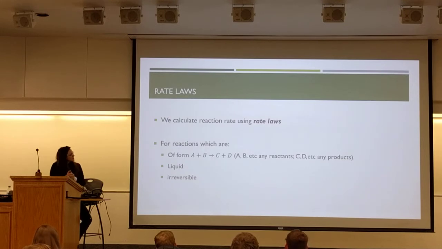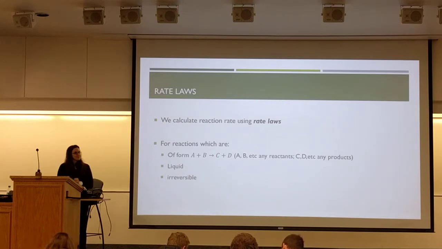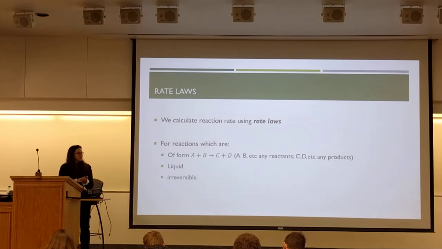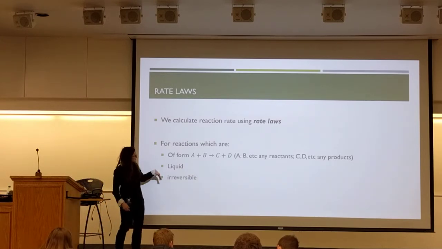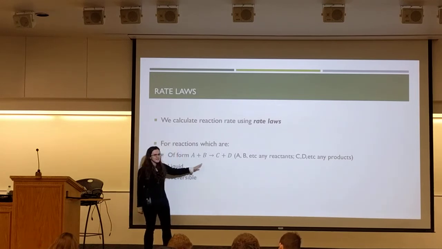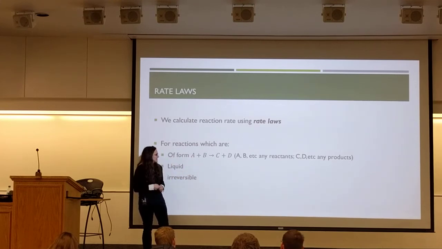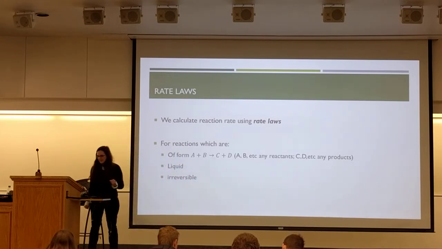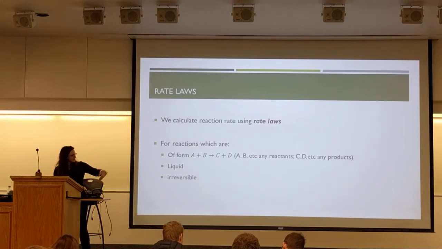Okay, and we calculate reaction rate using rate laws. What we're going to do today is teach you how to set up some simple rate laws, which you will then use next week when we learn about how we actually design a reactor. Okay, so this is for reactions of A plus B goes to C plus D, but in this case, A plus B could be any reactants. It could be A plus B plus C plus D plus E goes to whatever. Anyway, just remember A and B reactants, C and D products.